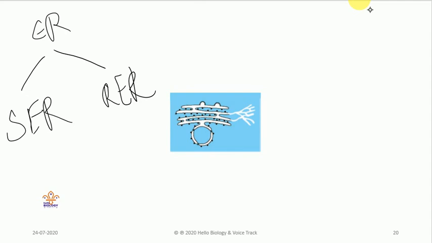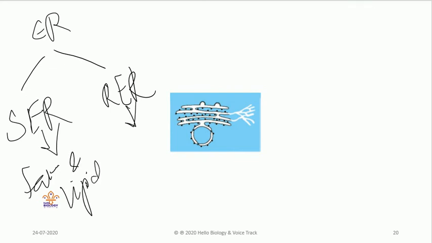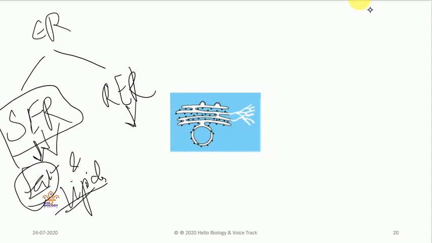What is the smooth endoplasmic reticulum? It helps in the manufacturing of fats. In our body there are fats, and also lipids. Sometimes we say fat, sometimes lipid, but smooth ER is very smooth, so remember it like that. Smooth endoplasmic reticulum helps in the synthesis of fats and lipids.